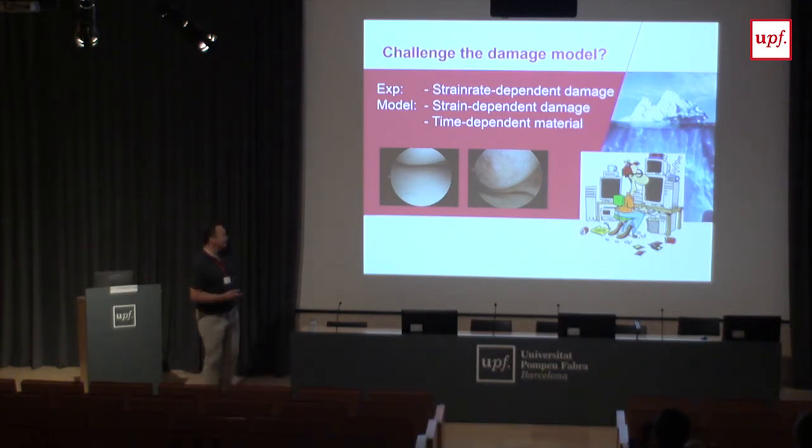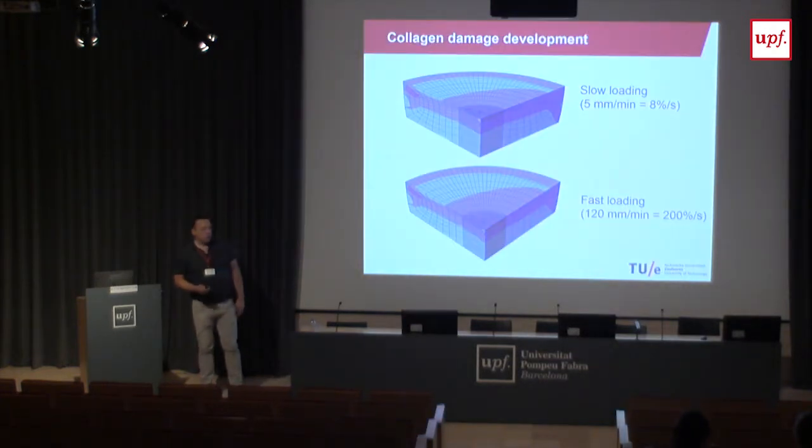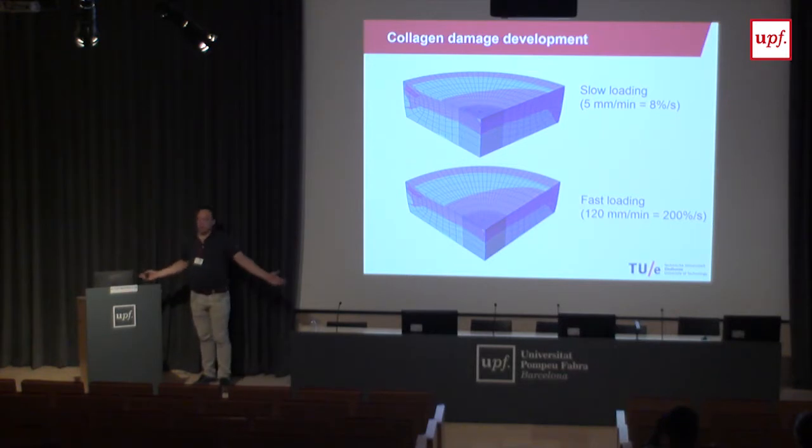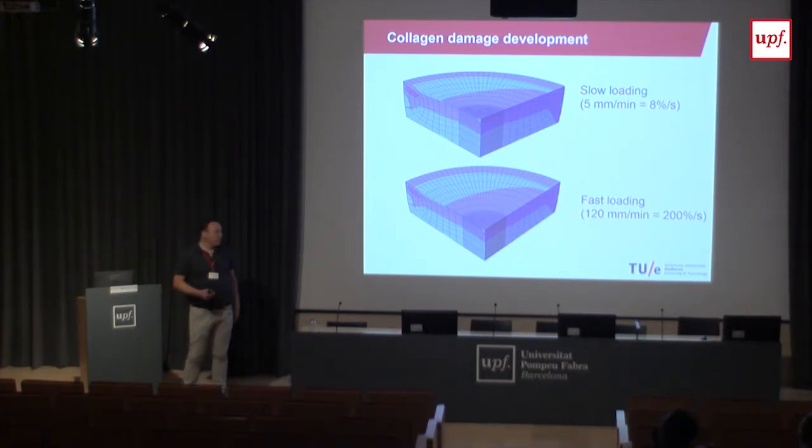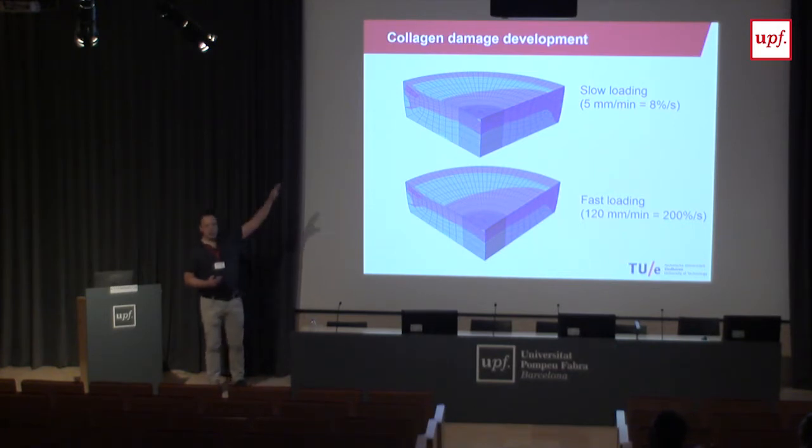Let's take a look at cartilage and look at how strain rate would affect the damage development in cartilage. So the first thing that you do is just take a very slow loading rate and a faster loading rate. It's not extremely fast, 120 millimeters per minute, it's 200% per second. It's nothing like jumping that goes much faster, but we have this computer model and it has its limitations. So basically, this was as fast as we could go at that moment with the loading. But you know, there is really several times difference between the slow loading rate and the fast loading rate.